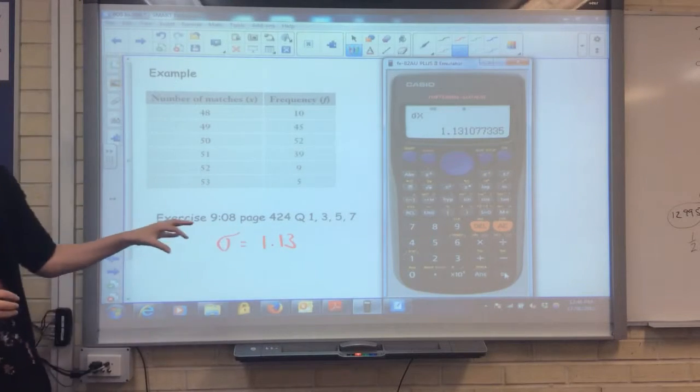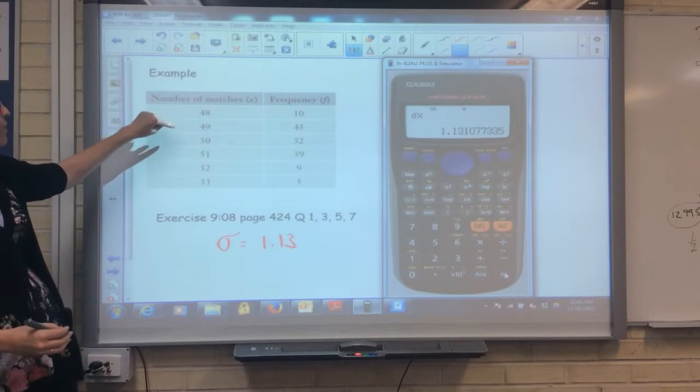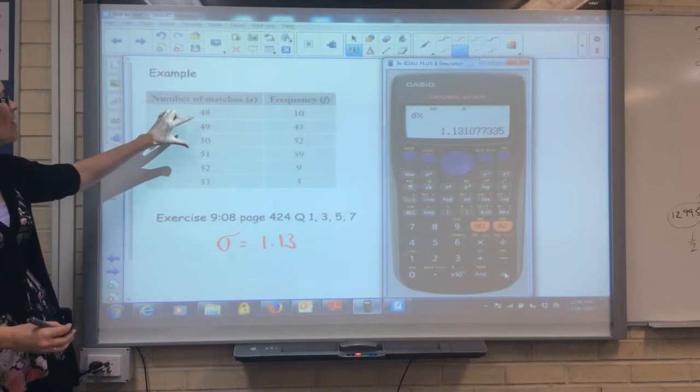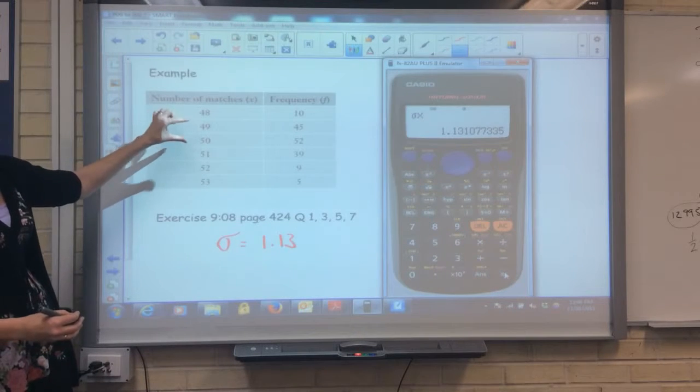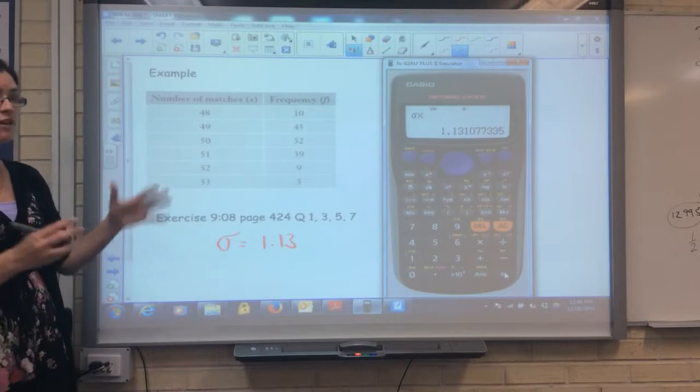So that's quite a small standard deviation because we can see the numbers were all very clumped together. We had 45, 52, 39. Most of the scores were very close together, giving us a very small standard deviation. Okay, so they were very consistent.